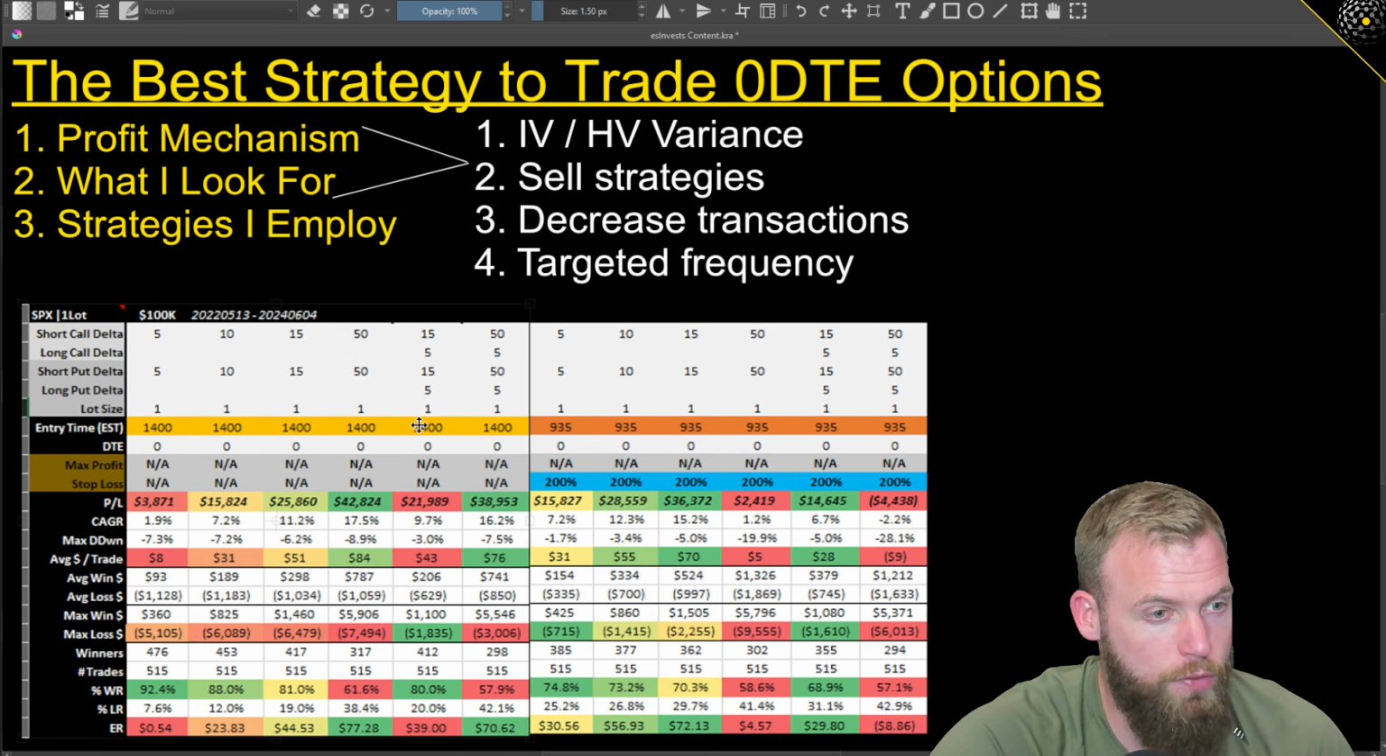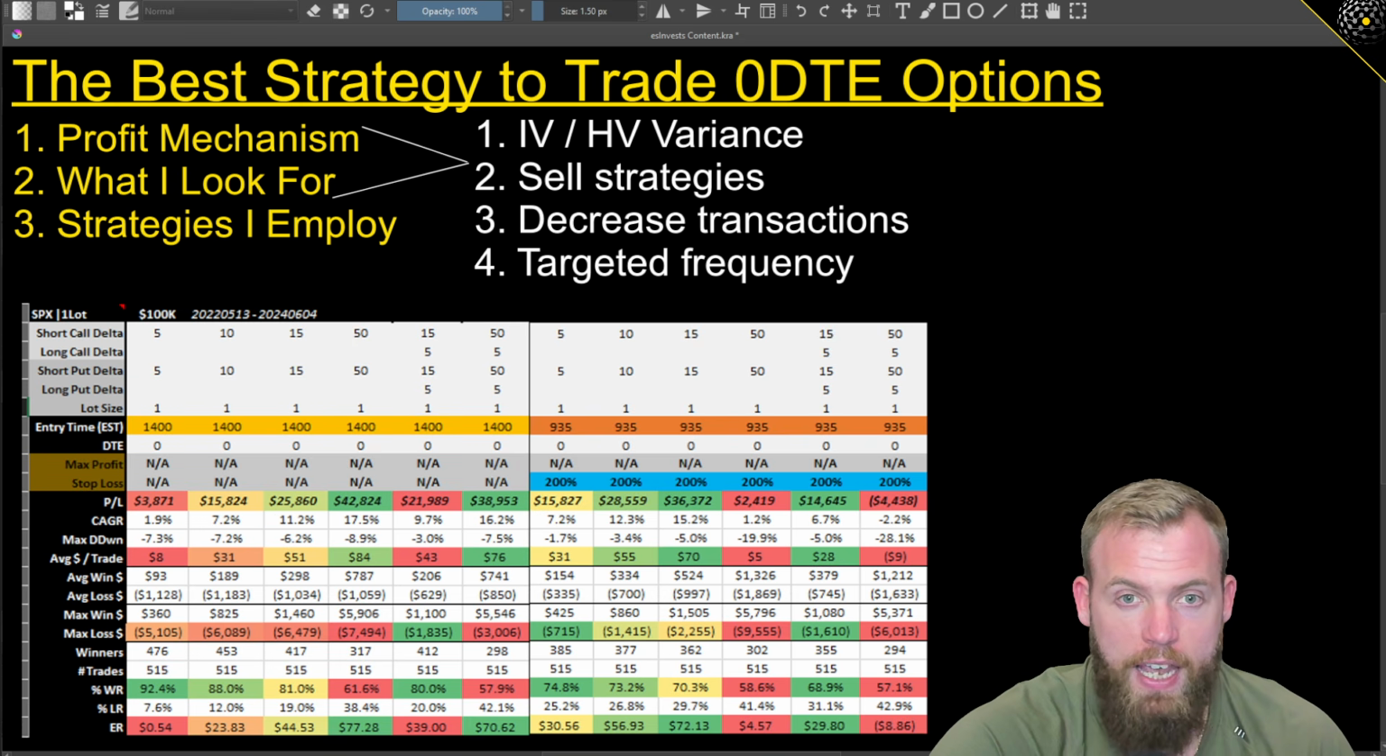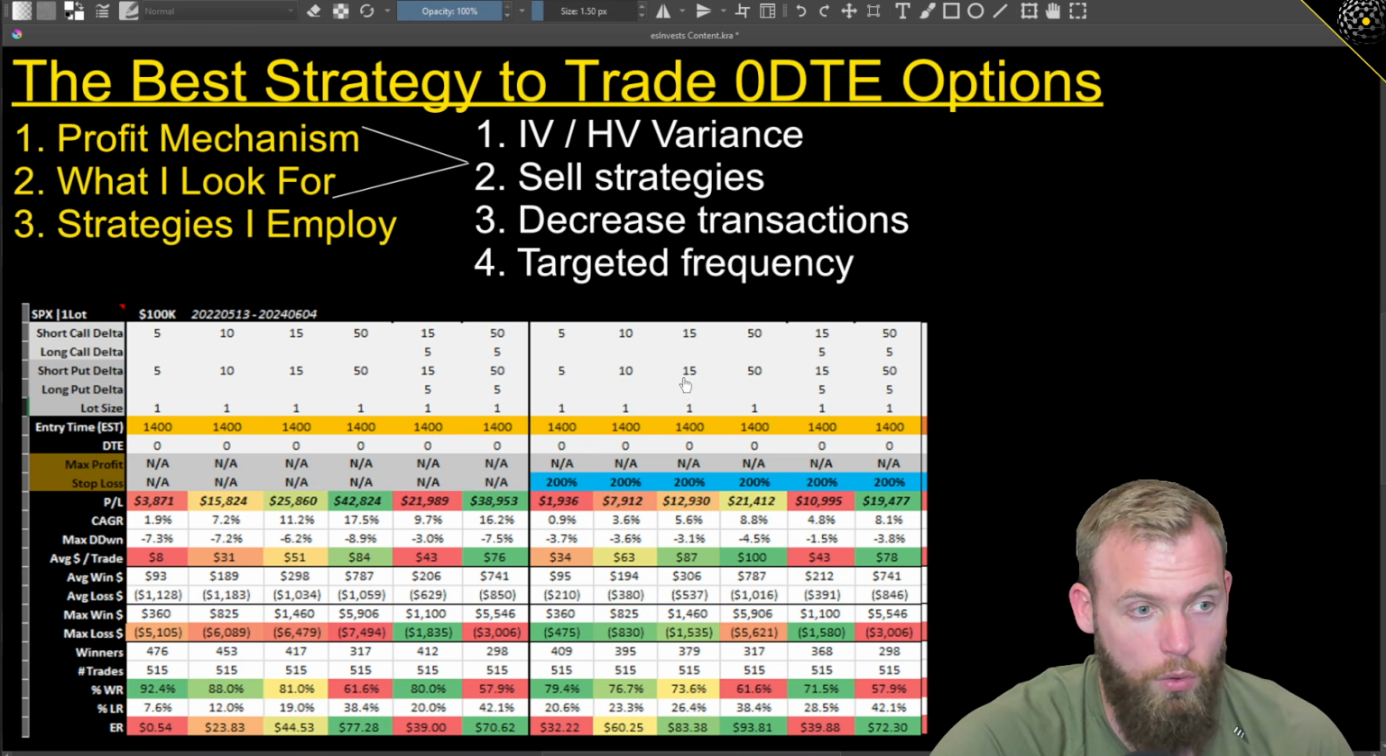So let's move this over one more. And I want to show you the next logical look, which is combining the later day entry with the stops. And what do we see? Well, we see a couple things. One, the profitability on most of them actually comes down.